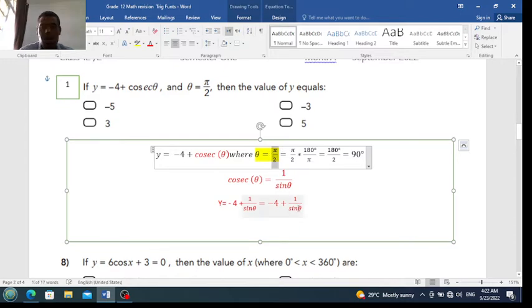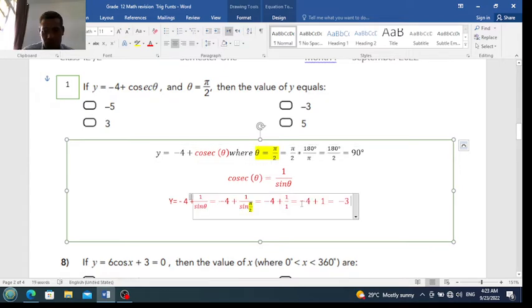Then, you know that sine of pi over 2 is 1. So this gives negative 4 plus 1 over 1, which is equal to negative 4 plus 1, that is equal to negative 3. Why? Because negative 4 and plus 1 have different signs, so I subtract 1 from 4, then I put the sign of the largest number, which is negative. The answer is negative. In your opinion, what is the correct answer here, learners?